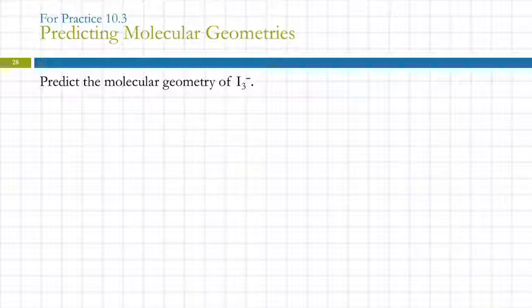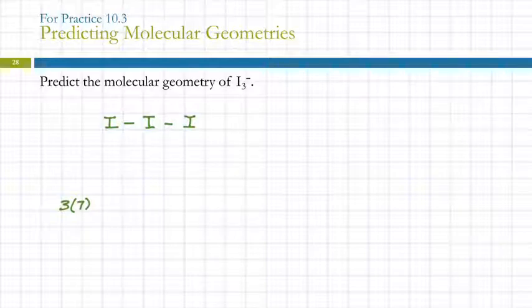Let's do this one. I3 minus. What's the first thing we have to do? Lewis structure. So Lewis structure, we got 3 atoms. We don't really have any choice but to just stick them in a line. Then we need valence electrons. We have 3 iodine atoms. They each have how many valence electrons? 7. And what do we do with that -1 charge? We add an electron.